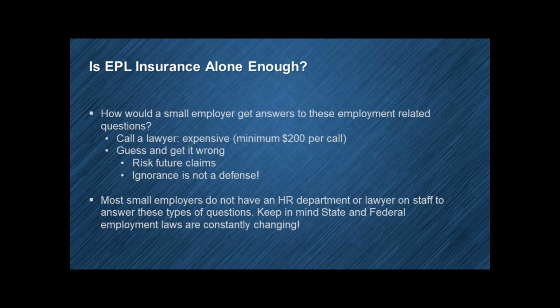And most employers don't have an HR department, especially these smaller businesses that we see with less than 100 employees. They're not going to have a lawyer on staff to consult with to get answers for these questions. And then keep in mind that the state and federal employment laws are always constantly changing, and it's difficult for these businesses to keep up with them, and it's very easy for them to make a mistake. So they basically have two options. They can call an outside lawyer, and that doesn't usually happen since these calls can be anywhere between $200 to $300 per hour. But unfortunately, what does happen is that they guess and they get it wrong, and that's what's going to lead to these EPL claims.